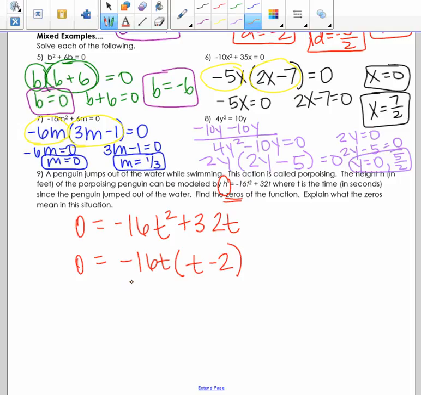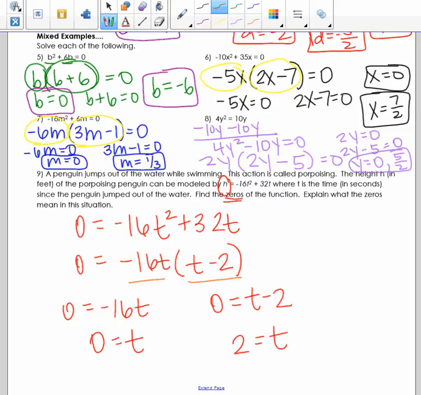So again, we have two factors that we can set equal to 0. 0 is negative 16t, and 0 also equals t minus 2. So if we divide both sides by negative 16, we get 0, and we get 2. So our zeros, or our x-intercepts in this case, would be 0 and 2. So that's our time in seconds. So what does that mean? That means that the penguin was out of the water for 2 seconds.